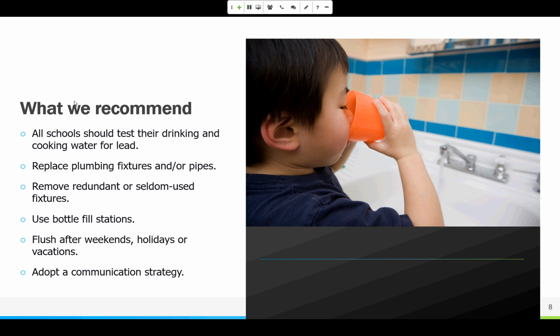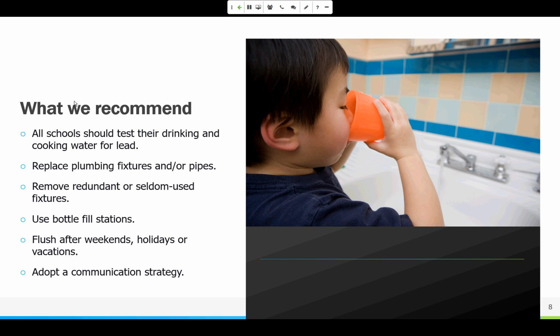And lastly, it's important to be transparent and upfront with the school community about lead in school drinking water testing. Schools should notify parents, guardians, and staff before testing even begins. Samples should not be collected until this notification has been made.